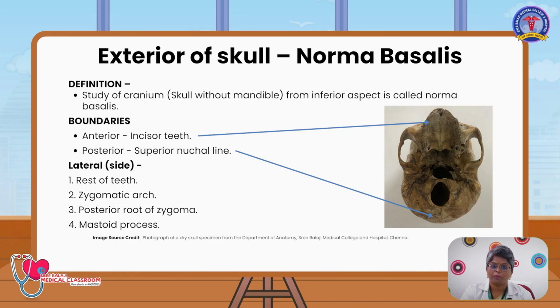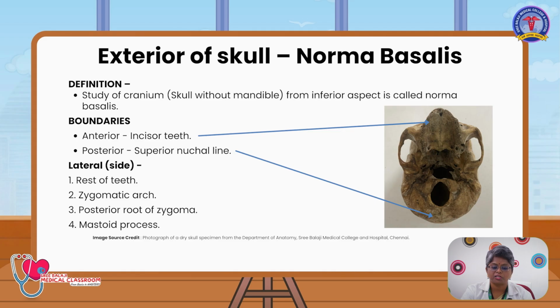Next view is the norma basalis, which is the study of the cranium from the inferior aspect. The boundaries of this view include anteriorly it is bounded by the incisor teeth and posteriorly by the superior nuchal line. Laterally the rest of the teeth, the zygomatic arch, the posterior root of zygoma and the mastoid process. Now the anterior part of the norma basalis include the posterior border of the hard palate.